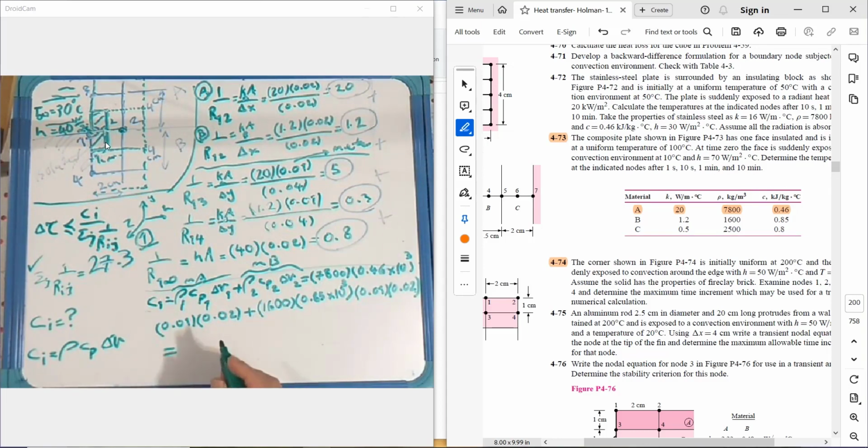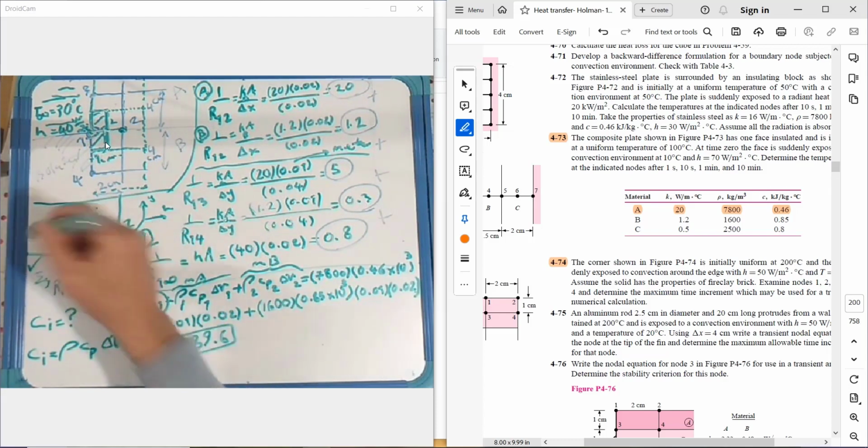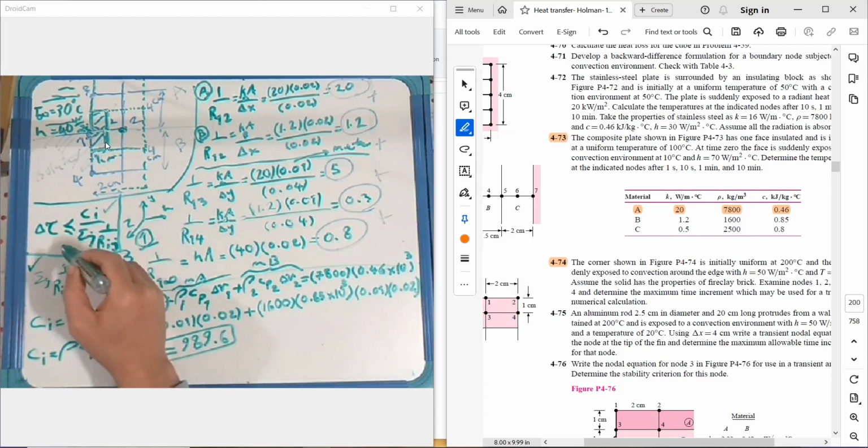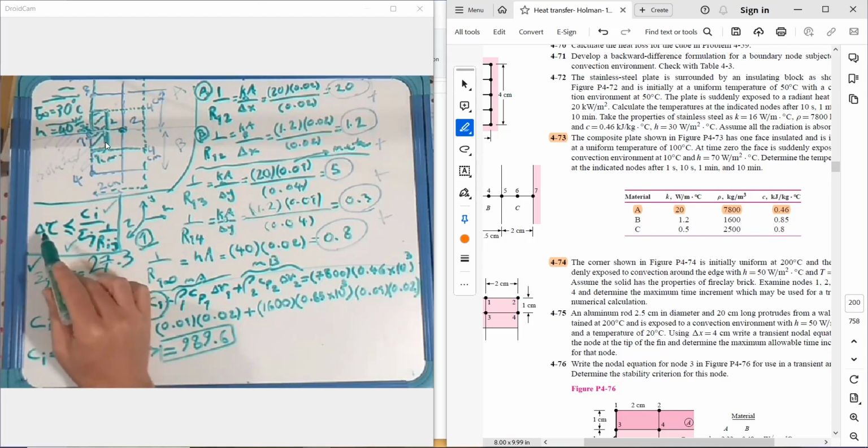Two centimeters. If you calculate all of these numbers, plus and multiply them to each other, the answer will be 989.6. Okay? This is C1. The value for C1 is this one. So where was our formula? Here. We know C1, we know sigma j 1 over R capital IJ for point 1. We can calculate delta T now, okay?